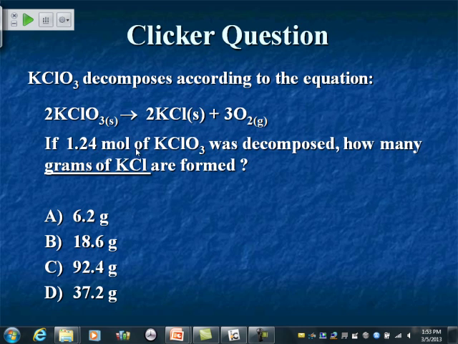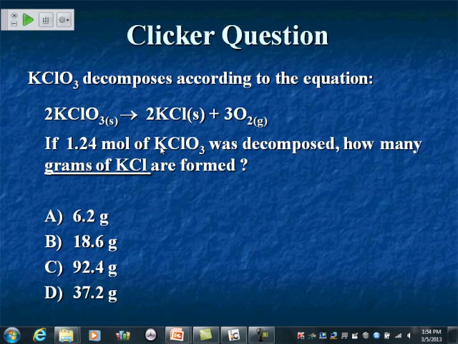So 1.24 moles of KClO3. That's what you have. And you are looking for this stuff, KCl. First of all, look at the mole ratio. What is the mole ratio? 2 to 2, or in simple terms, 1 to 1. So whatever number of moles of this stuff you have, same number of moles of potassium chloride will be produced. That principle you used in the lab also. Right? Okay. So 1.24 moles of potassium chloride should be produced.